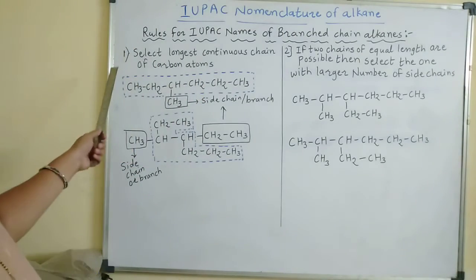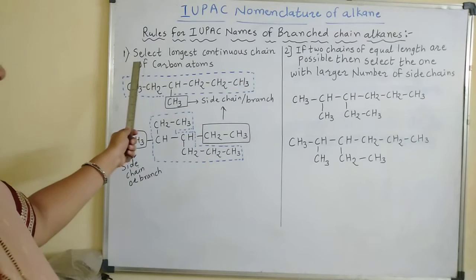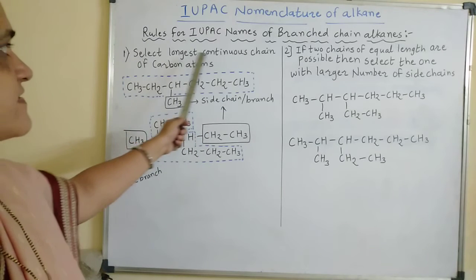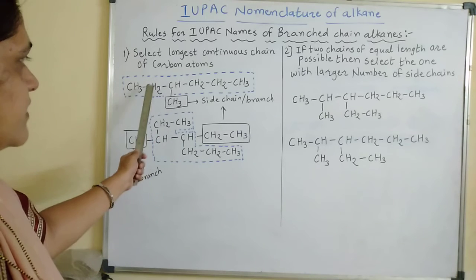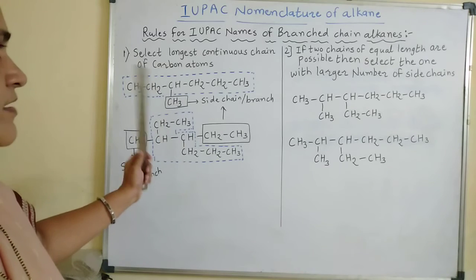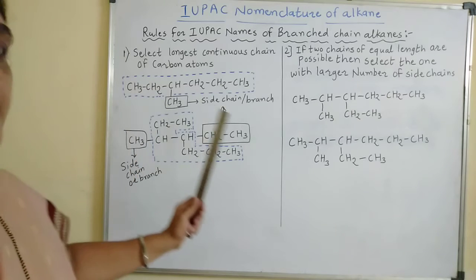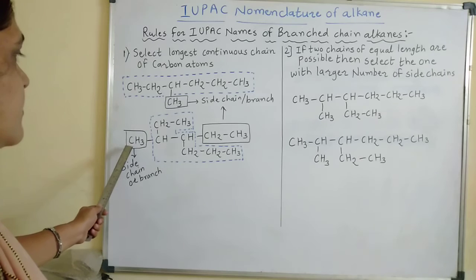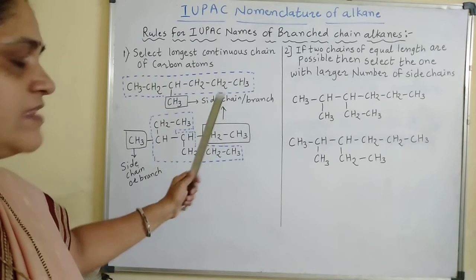The first rule for writing the IUPAC name of a branch chain alkane is to select the longest continuous chain of carbon atoms. Here I have taken two examples. In the first example, you will find that there is one branch, a methyl group. And here you will get one branch of a methyl group and another branch of an ethyl group.